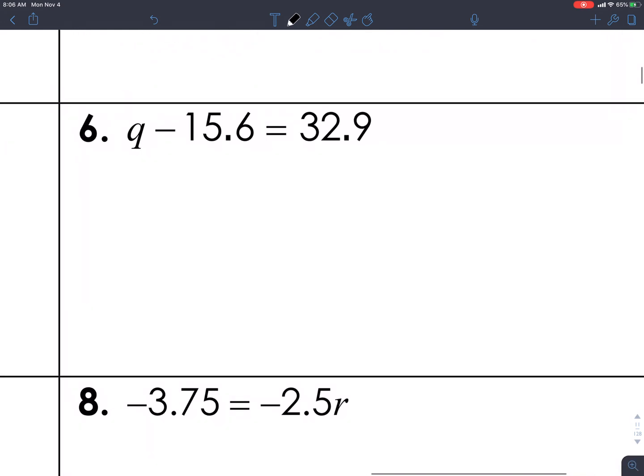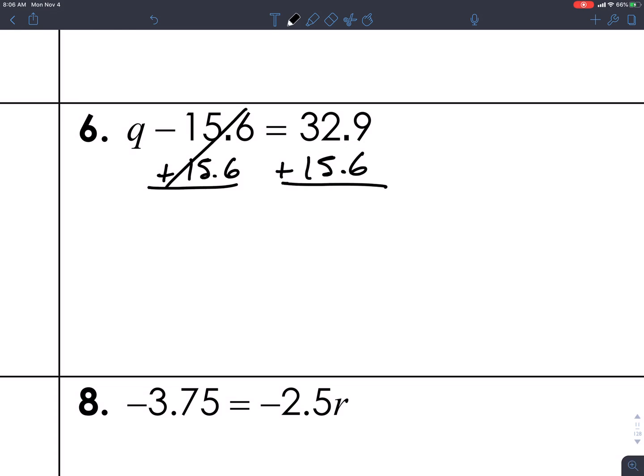Q minus 15.6 equals 32.9. Well, where's the variable? It's right there. It's Q. What's being done to it? We're subtracting 15.6. What is the inverse operation of subtraction? It's addition. So I'm going to add 15.6 on both sides. That goes away. That's why we do it. We want to get rid of it. We do the opposite to undo it, to get rid of it. So now we have Q left, and then we just add this stuff together.